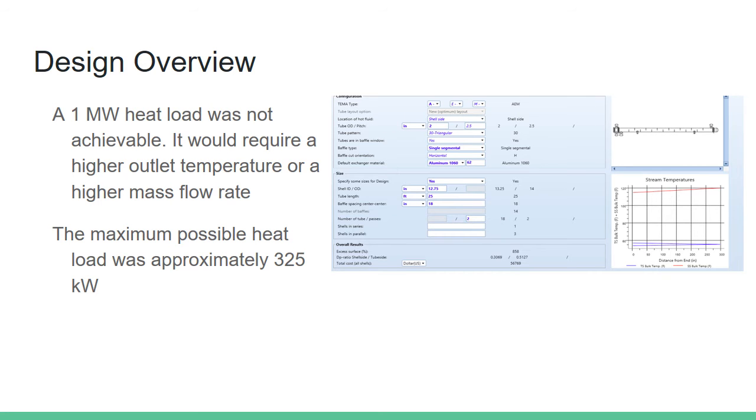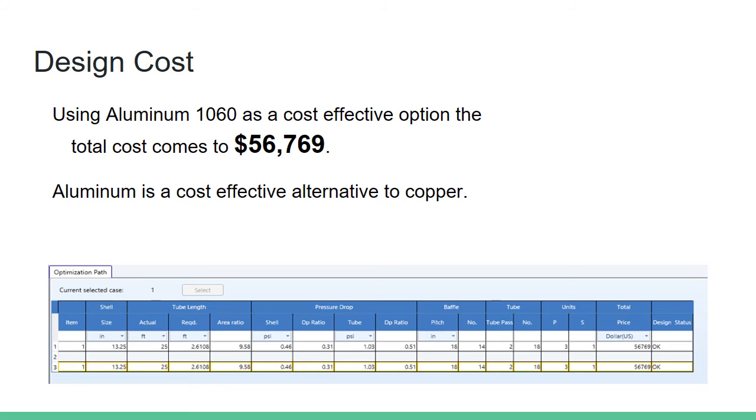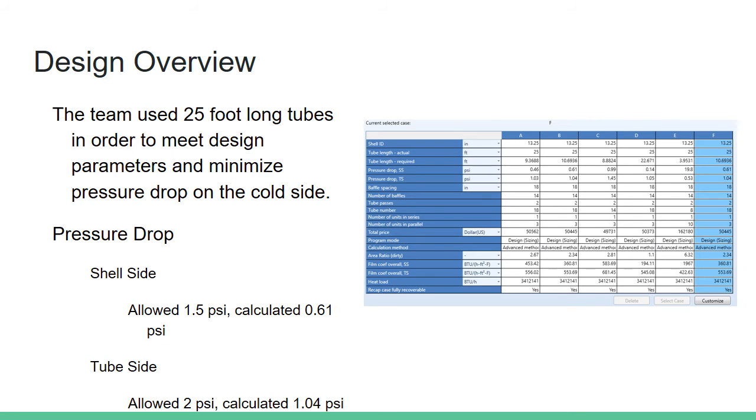A 1 megawatt heat load was not achievable with the given mass flow rates and temperature changes. Therefore, the maximum possible heat load was approximately 325 kilowatts in order to meet all design parameters. Using aluminum 1060 as a cost-effective alternative, the total cost comes to $56,769 for the shell and tube heat exchanger. The team used 25-foot-long tubes in order to meet design parameters.